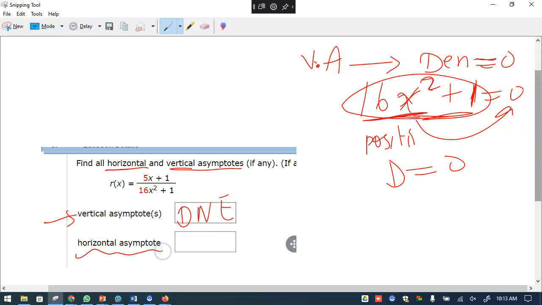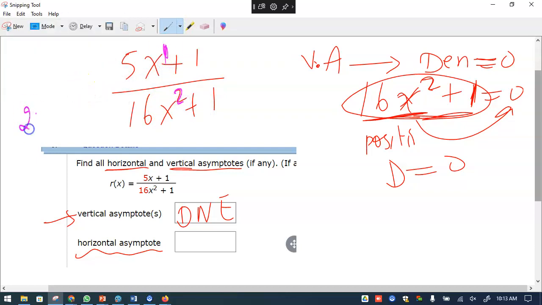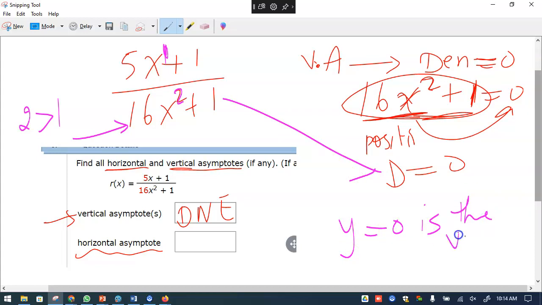And to figure out the horizontal asymptote here, the numerator is 5x plus 1, and the denominator is 16x squared plus 1. Clearly check for the degree of the numerator. Here it is 1 and here it is 2, and the bottom is greater. That means if the denominator degree is bigger, straight away you say y equals 0, the x-axis is the horizontal asymptote. And you are done. That's all it is.